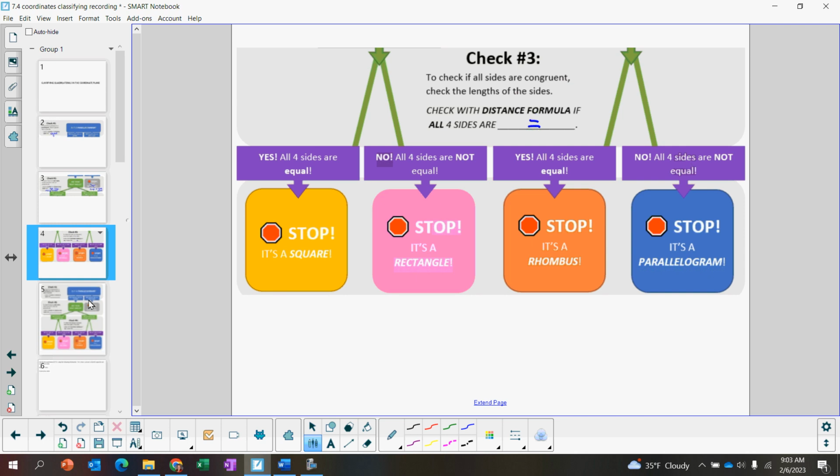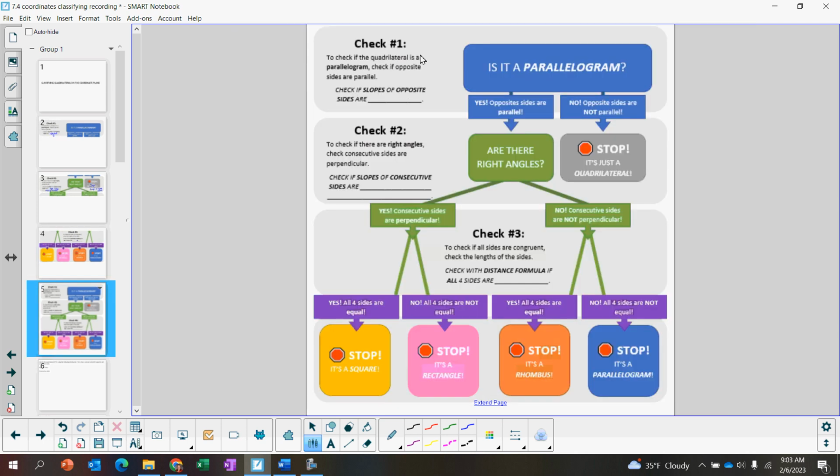So looking at this all at once, our first check is slopes. We're checking how many sides are parallel. If opposite sides are parallel, we move on. We check if the consecutive sides are perpendicular. Depending on yes or no there, when we check our distance formula, we'll get one of these four shapes.